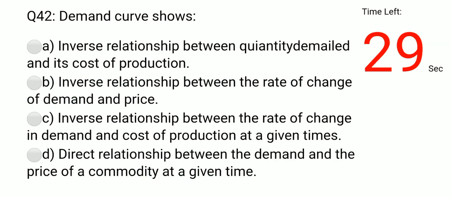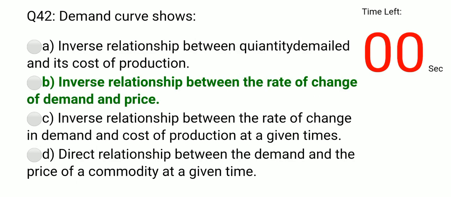Question 42. Demand curve shows. Options. A. Inverse relationship between quantity made and its cost of production. B. Inverse relationship between the rate of change of demand and price. C. Inverse relationship between the rate of change in demand and cost of production at a given times. D. Direct relationship between the demand and the price of a commodity at a given time. Answer. B. Inverse relationship between the rate of change of demand and price.